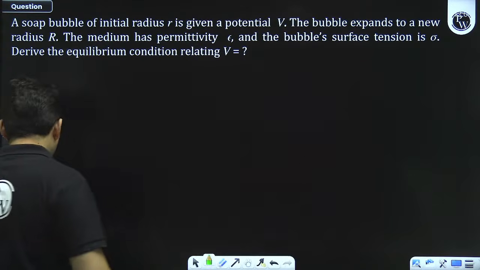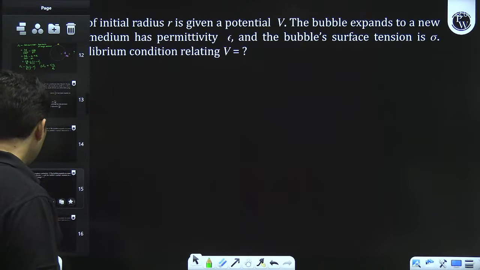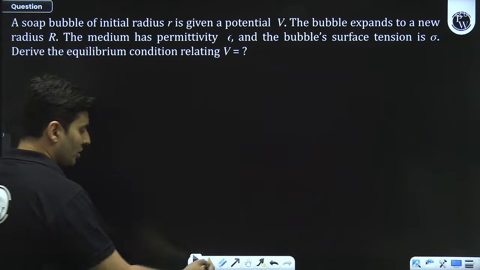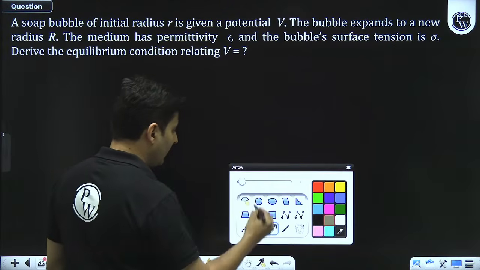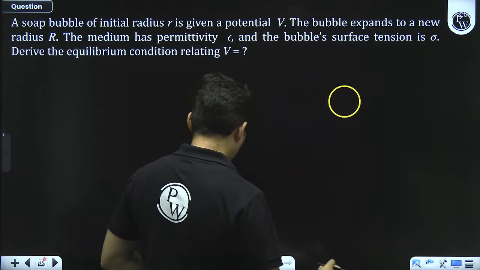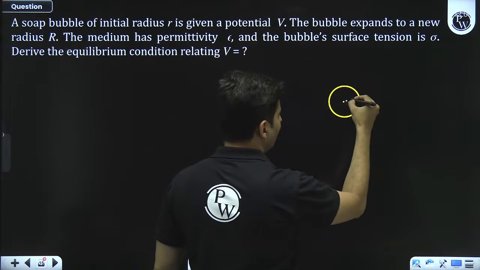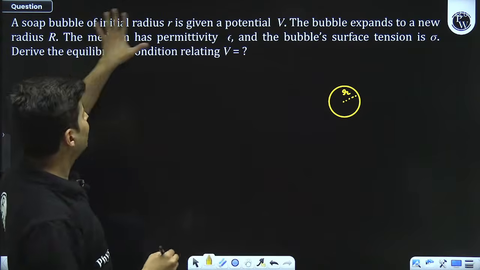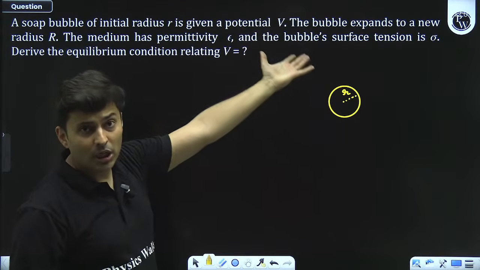So let's see, how do we do this question? The first step in this question is to concentrate only on the smaller bubble first. Let's not worry about the big bubble. For now, let's look at the small bubble. That bubble has some radius r, potential V.